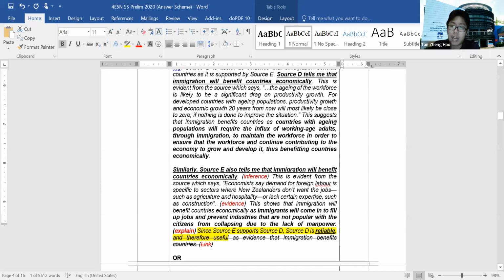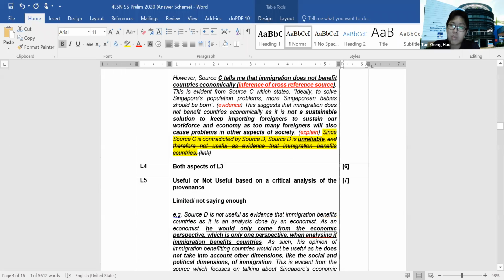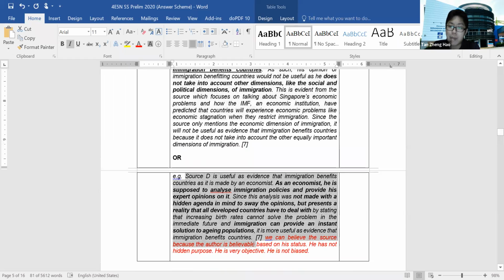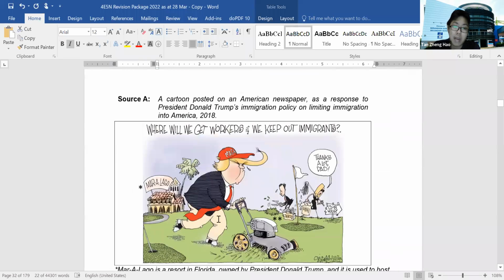The same thing goes for a reliability question, whether it's reliable or not: you can also analyze the provenance. In this case, maybe you wouldn't use the earlier one, but rather this one. It's reliable because he has no hidden agenda, so therefore he's a reliable source. You can stick with this one if you are doing reliability. All right, so that's it for questions 4 and 5, our usefulness as well as reliability questions.